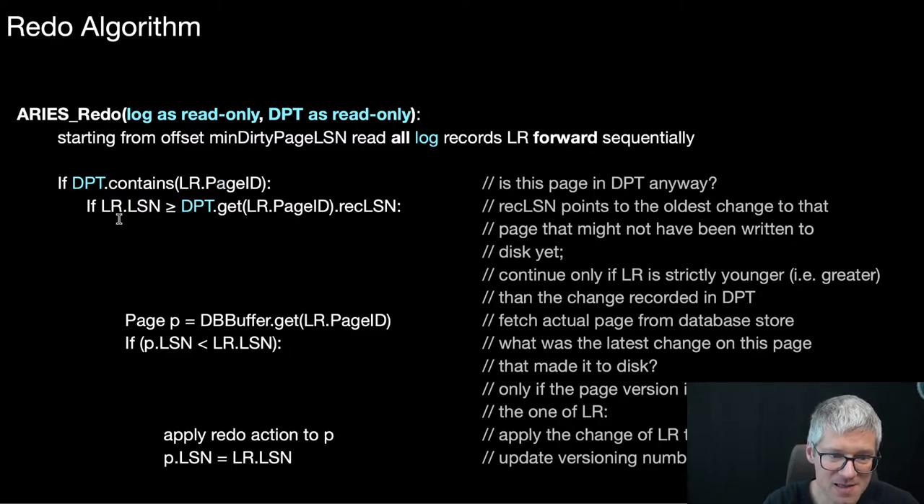But now, if it's contained in the dirty page table, well, then you check whether the LSN, the log sequence number of the log record, is greater or equal to the one in the dirty page table, which means that this is a more recent change. So the dirty page table contains the first log record that may have been a problem, but now you see a log record that has for this particular page a bigger log sequence number. Oh, yeah, then we have to continue. It's a more recent change than the one in the dirty page table. We have to look at that one.